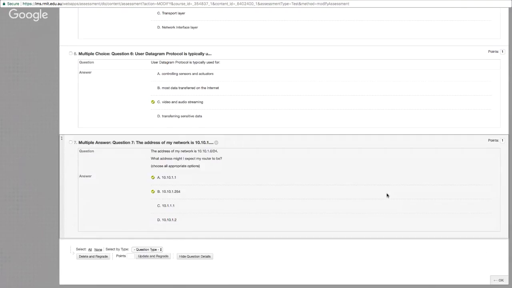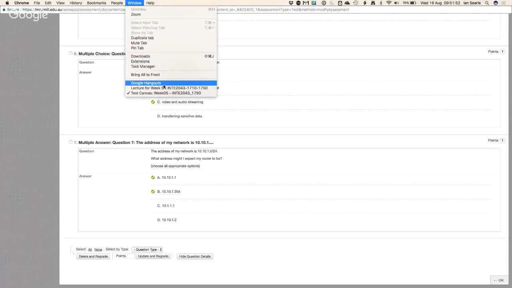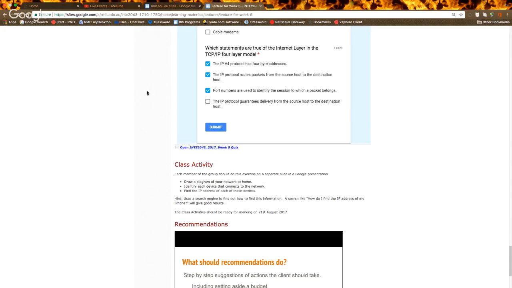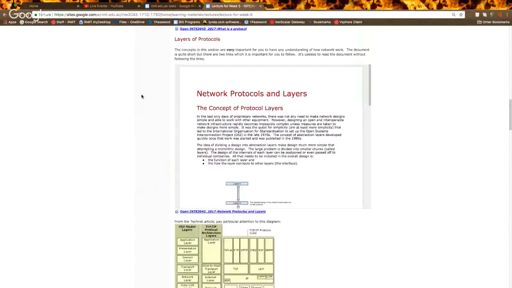Okay, so now the C can't be right because it's in the wrong subnet. It's 10.1.1.1 instead of 10.10.1.1. That's why that one's not correct. And the D is unusual to put a router other than either at 1 or 254. All right. I'll just go back to the lecture notes. Okay. I think I've covered most of what I want to talk about for the lecture there.